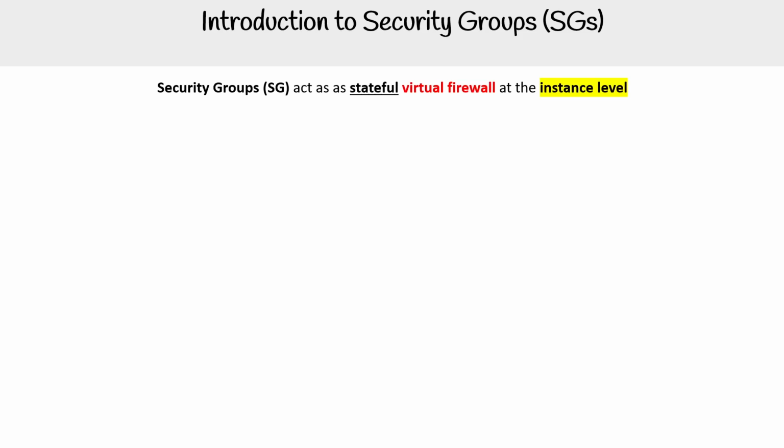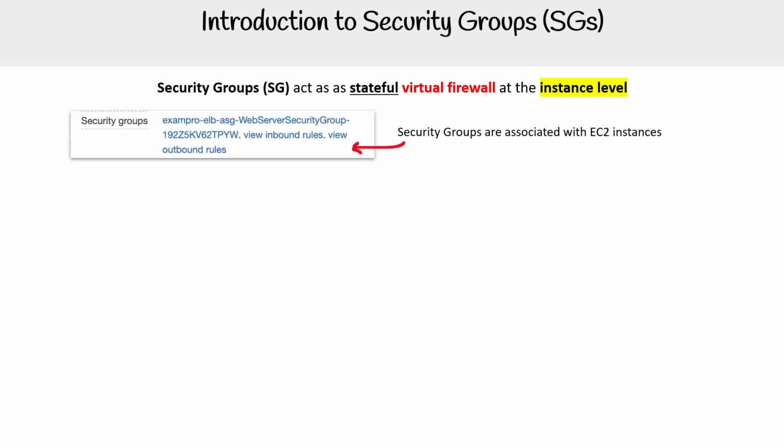Security groups, often referred to as SGs, act as a stateless virtual firewall at the instance level. The key difference between NACLs and security groups is that security groups are at the instance level and they are stateful. If you were to go into an EC2 instance, you could see a security group often associated with one. I'm not even sure that you can even launch one without a security group. I don't think that's an option.